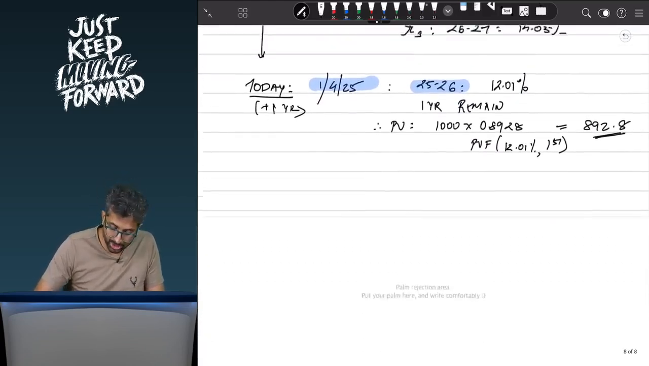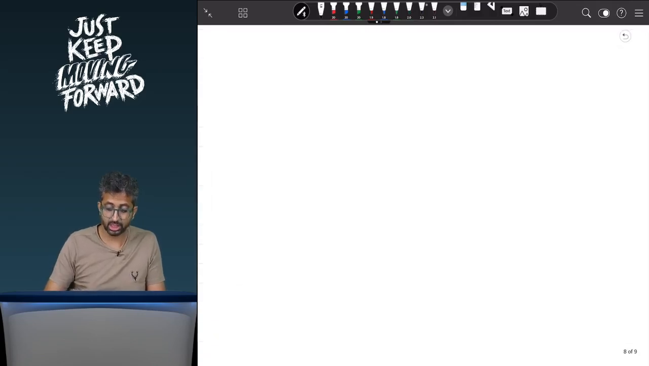Okay. Now comes the difficult part. Let us say the third bond. The third bond actually had 3 years, out of which 1 year has gone by. So how many years are remaining?